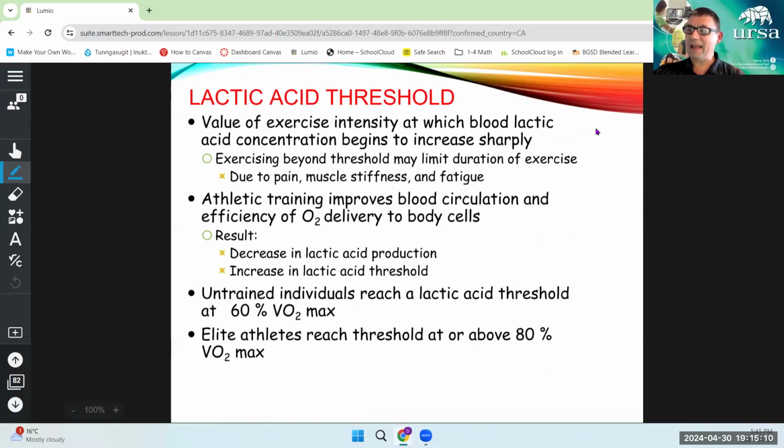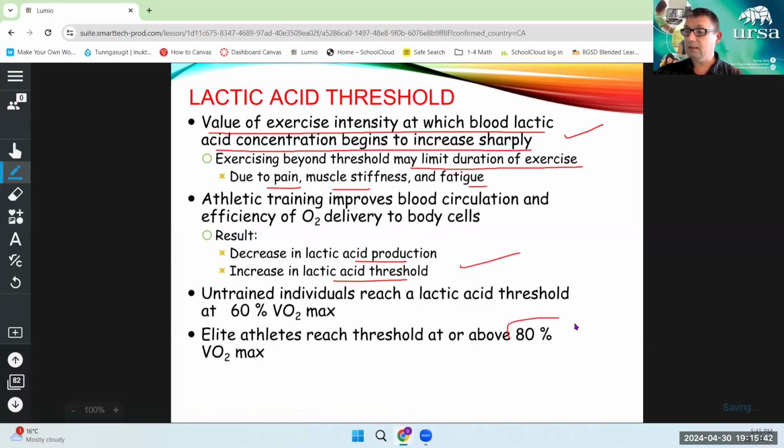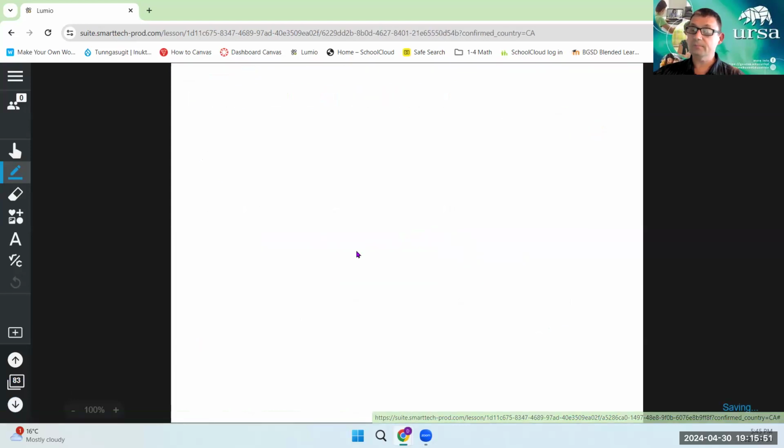And there's also your lactic acid threshold. The lactic acid threshold is the intensity at which blood lactic acid begins to increase sharply. Now, if you go beyond that, it might limit duration of exercise, and cause pain, muscle stiffness and fatigue. In athletic training, the idea is to actually improve circulation and how efficiently you're using oxygen by decreasing the production but increasing the threshold. Ideally, an elite athlete reaches threshold at or above 80% of their VO2 max. Untrained athletes, well, 60%. Big difference.